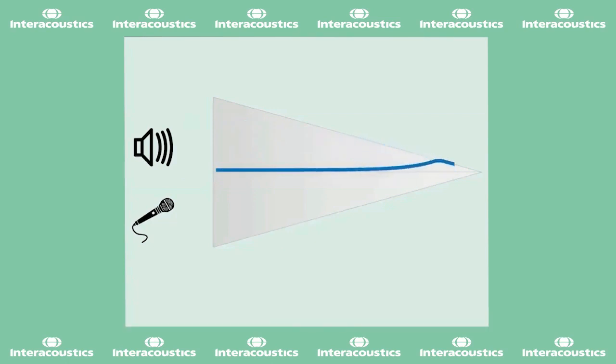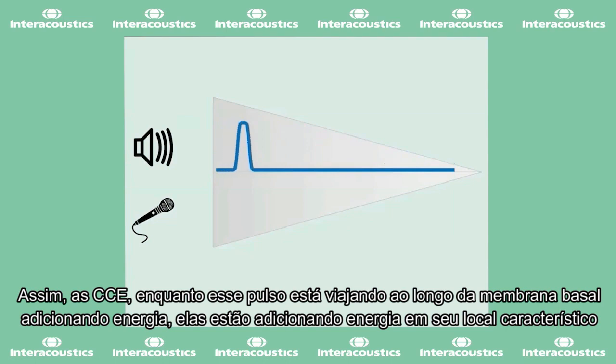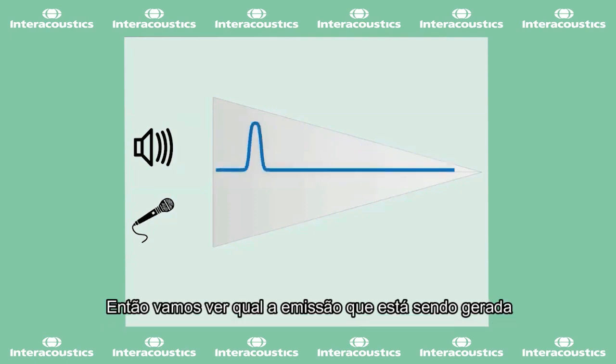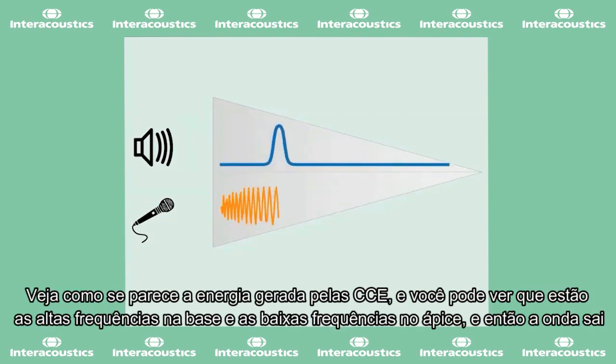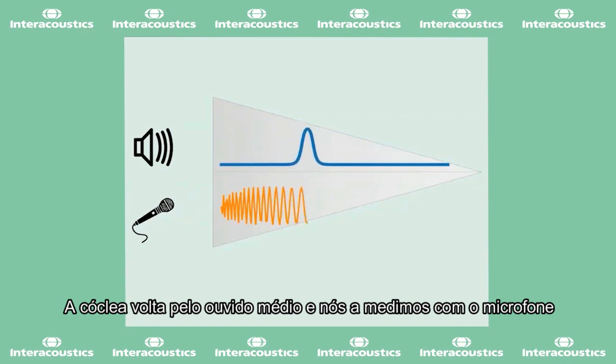Okay? So the outer hair cells, as that pulse is traveling along the basilar membrane, are adding energy, and they're adding energy at the frequency of their characteristic place. So let's see what the emission that's being generated, the energy that's being generated by the outer hair cells looks like. And you can see that it's adding high frequencies at the base, low frequencies at the apex. And then that waveform exits the cochlea, travels back through the middle ear, and we measure it with the microphone.